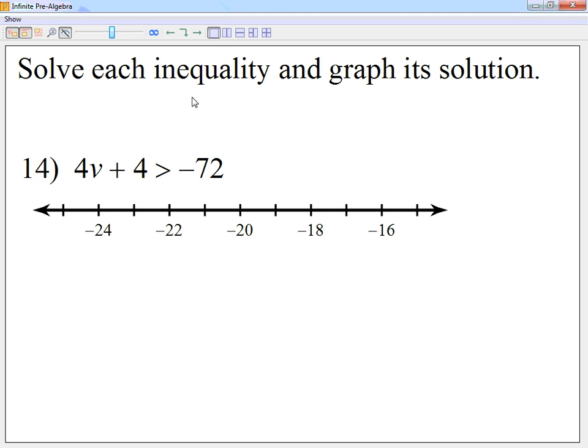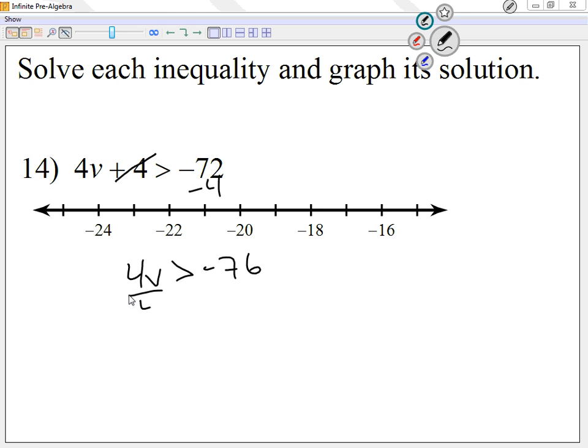Let me take a look at number 14. We don't have fractions here, but I'm going to move. I see where the letter is. I notice this positive 4 has nothing to do with the letter, so I'm going to move it to the other side as a minus 4. So I have that 4v is greater than negative 76. Now this is multiplication. Two things put together is multiplying. The opposite, let me divide by 4. So v is greater than negative 19.